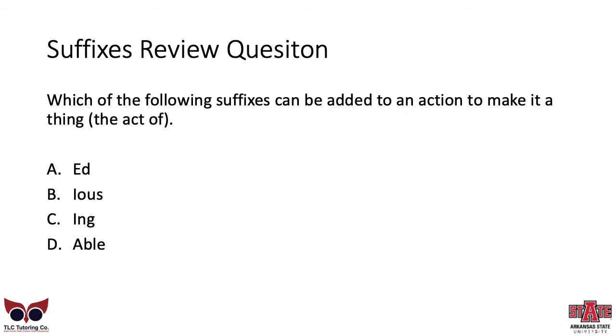Review question. Which of the following suffixes can be added to an action to make it a thing, the act of? Ed, ious, ing, or able? The correct answer is C, ing. You can take a word like run that is normally a verb and add ing to say running, or the act of one who runs. Therefore, the correct answer is C.